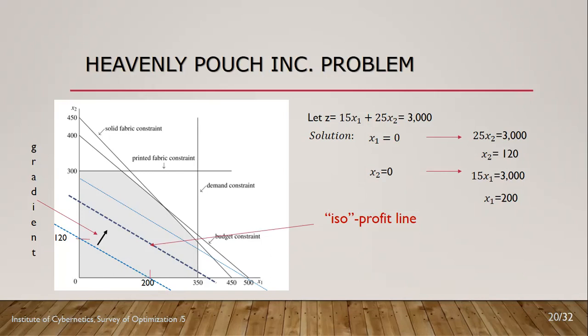Now let's raise the value and shift up our target to 6,000. So actually we double the profit. If we double the profit, then these values will be doubled too, and we receive these lines. Therefore we move the line in the gradient direction.